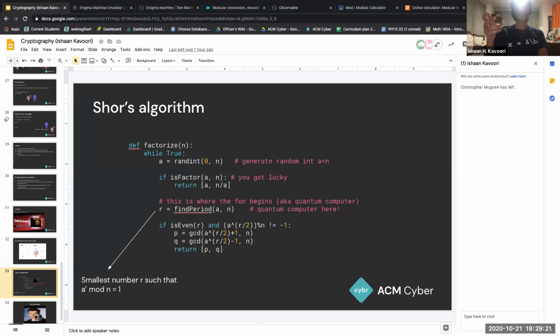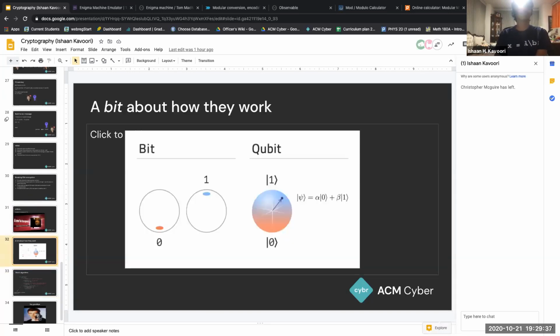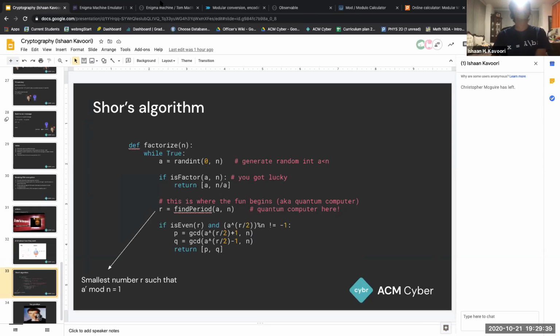But again, there's a lot going on in quantum computing that I don't understand. I'm not an expert to be able to tell you what's going on. But I just thought it was interesting, which is why I put this at the end of my slides.